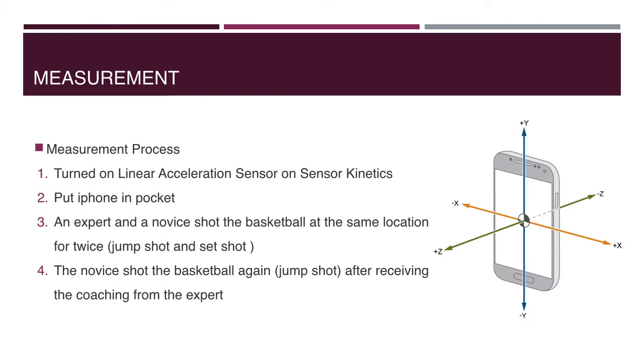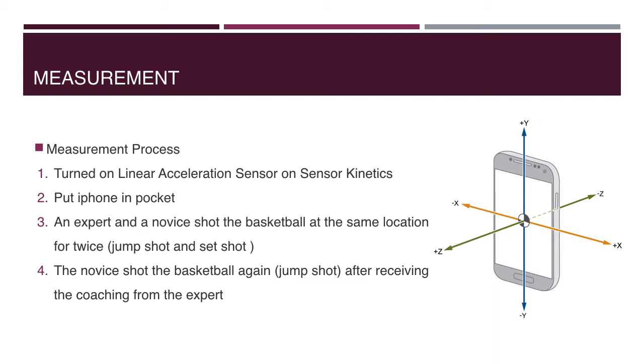Second, we do a measurement of our process. Firstly, we turn on the linear acceleration sensor for the whole process, and we put the iPhone in our pocket to measure the result. Third, we set one player who is good at basketball and one who is a novice to play. We put them at the same location twice. One time is a jump shot and the second time is a set shot.